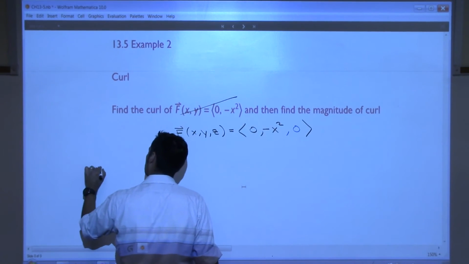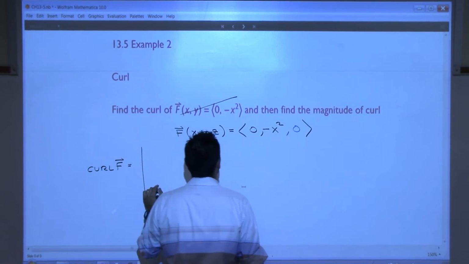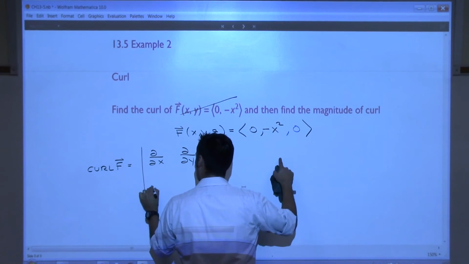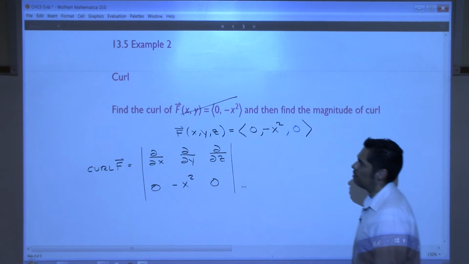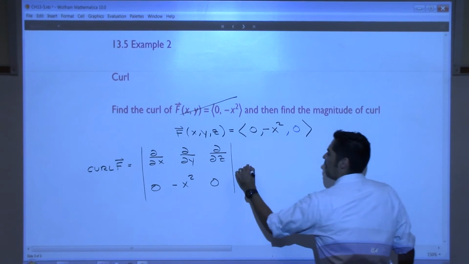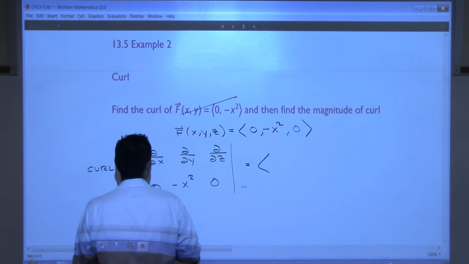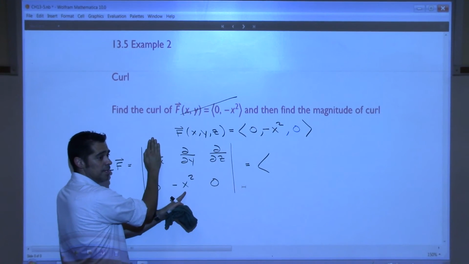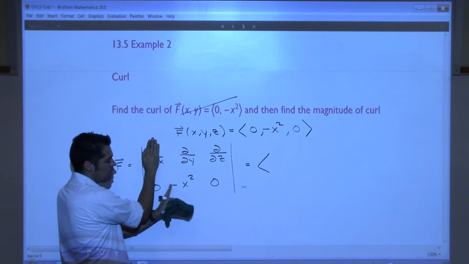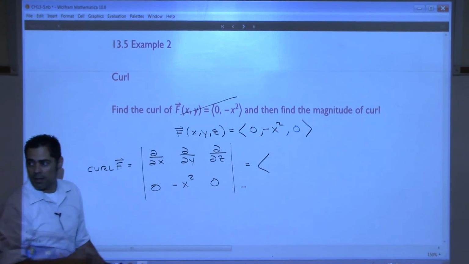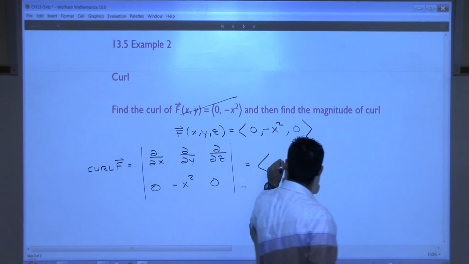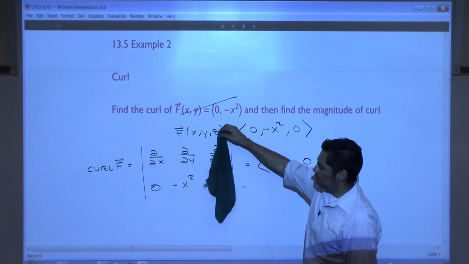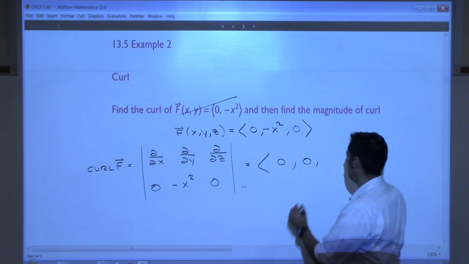So curl f, I think this one's going to go pretty quick. I'm going to write my notation this time the way I did it on the homework. What's the curl? Cover this up. Partial with respect to y of 0, 0. Take away partial of negative x squared with respect to z. Just 0, right? Because you're treating negative x squared like a constant. So you're getting 0 there. And then when you do this one, 0. And when you get this one, negative 2x, so negative 2x.